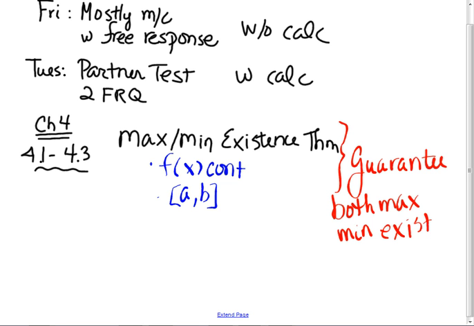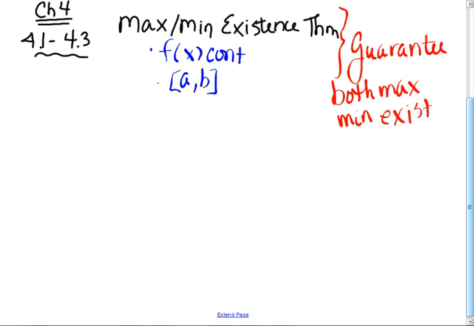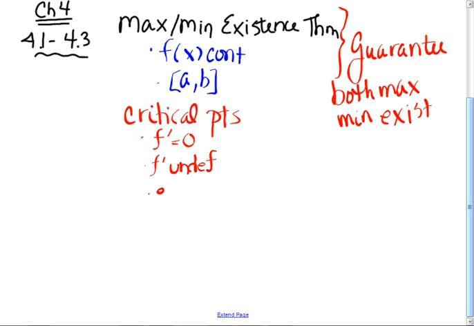Carter, where do they occur? Where would you look to find the maximum? We would look at the critical points. What you don't like about the theorem, I think, is that first you have to decide if it applies. You have to know that it guarantees both a max and min. And then you have to think, okay, where would that happen? Where are the critical points? F prime is 0. F prime is undefined. And at the endpoints.